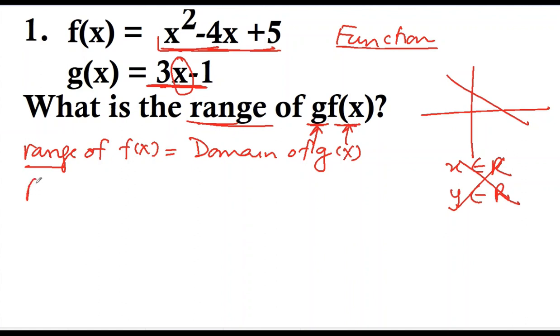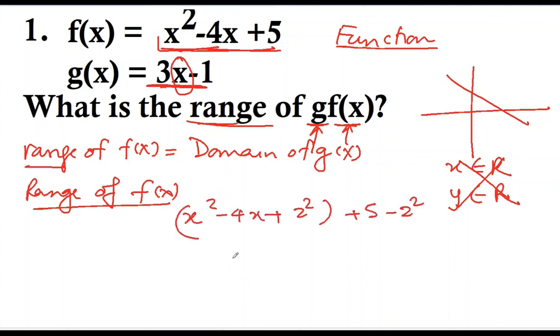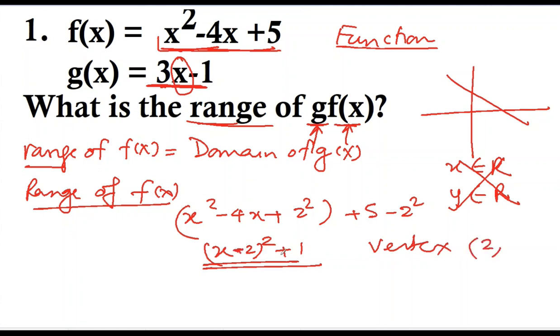Let me do this now. This is the vertex form of the given function, and now the vertex is the opposite of this minus 2, which is positive 2, and 1 as 1. This is the vertex. That means the range of f(x) will be f(x) is greater than or equal to 1, because the leading coefficient is positive, we'll get a minimum. It's a minimum, okay?